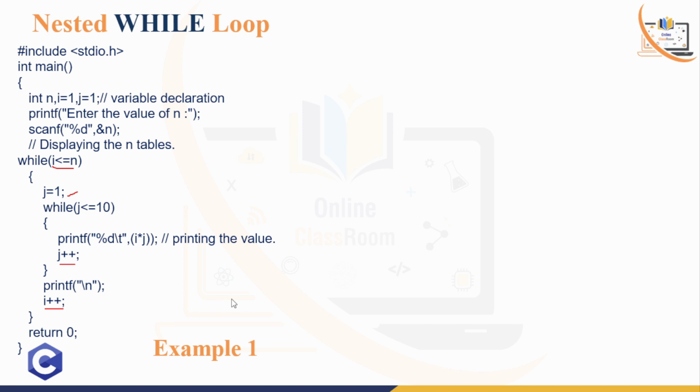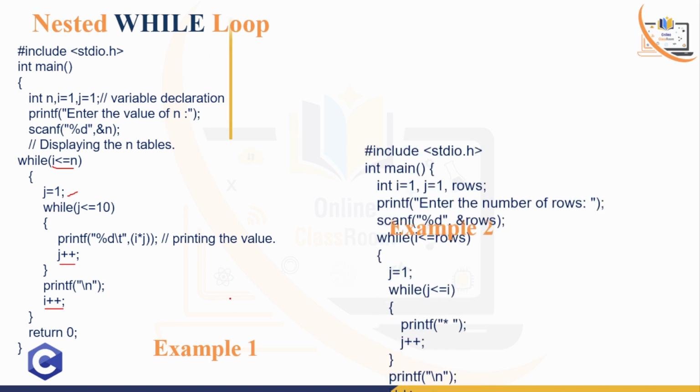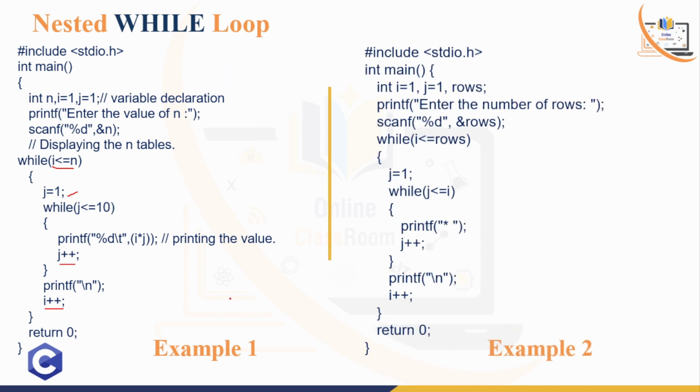Now there is another example, and this is the same kind of pattern that we already discussed with the for loop. So if we want to write the same pattern in a while loop, then what happens and how do we write it, right?